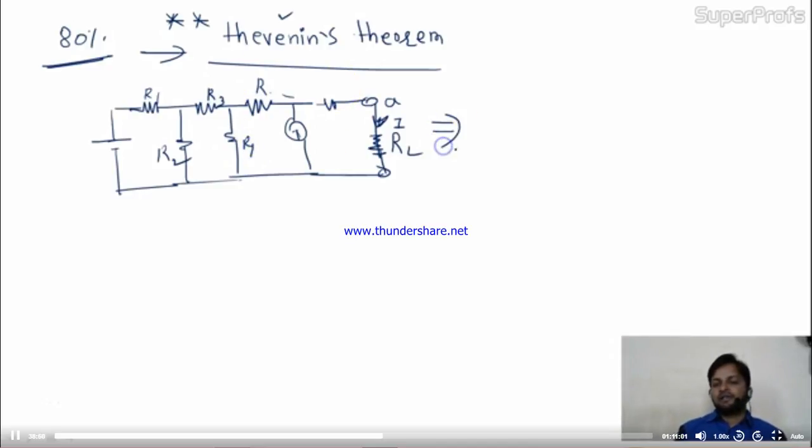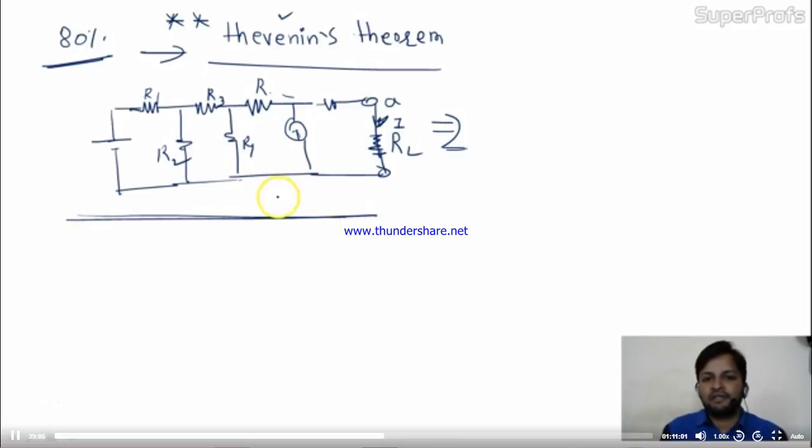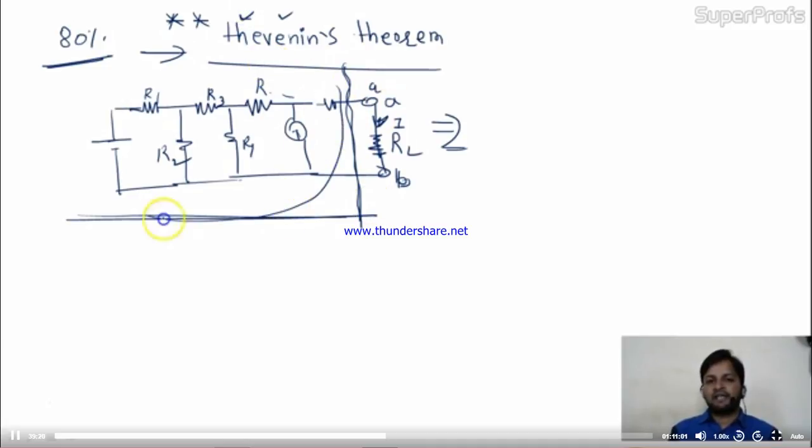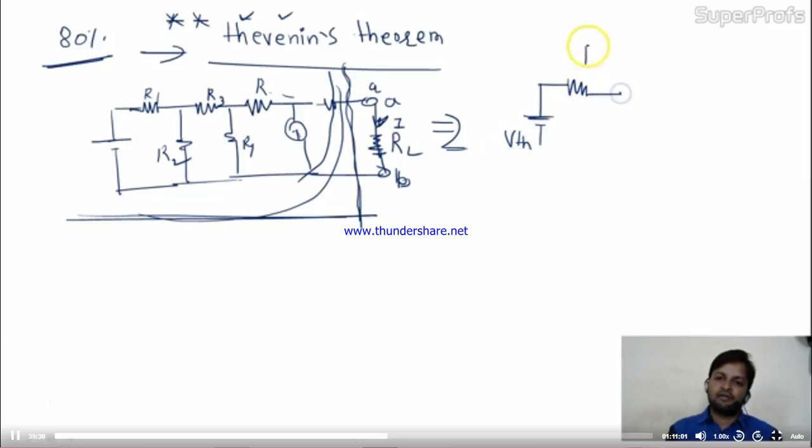So Thevenin theorem says this entire circuit I can replace by a single voltage source and a single resistance across the points A and B. Suppose A and B is the point across which I have to make this circuit very simple. So according to Thevenin, across points A and B, I can replace this entire circuit by a single source and a single resistance. Means the equivalent of this circuit will be like this: V_Th and R equivalent. This is the point A. This is the point B.